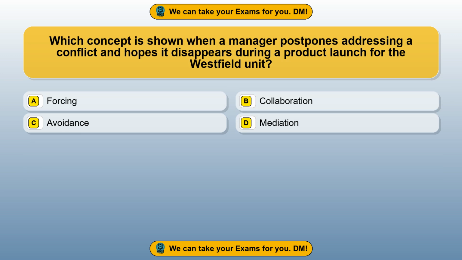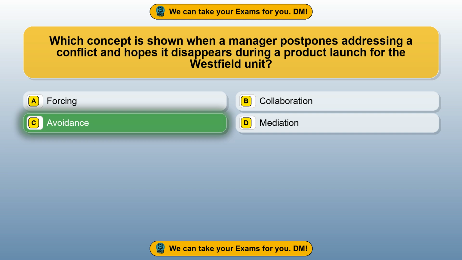Question 68. Which concept is shown when a manager postpones addressing a conflict and hopes it disappears during a product launch for the Westfield unit? Option A, forcing. Option B, collaboration. Option C, avoidance. Option D, mediation. The correct answer is option C, avoidance.